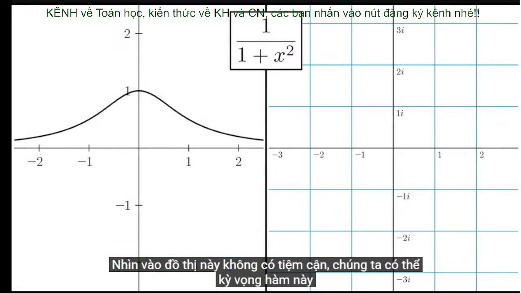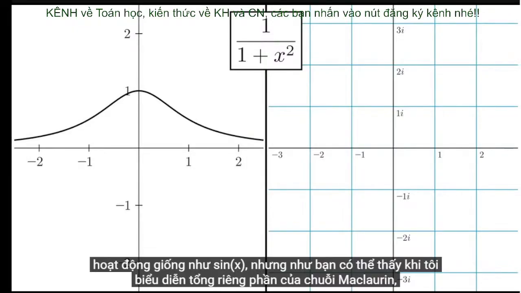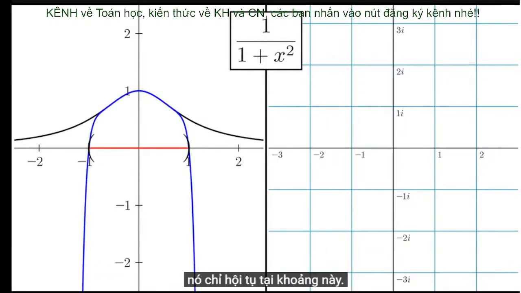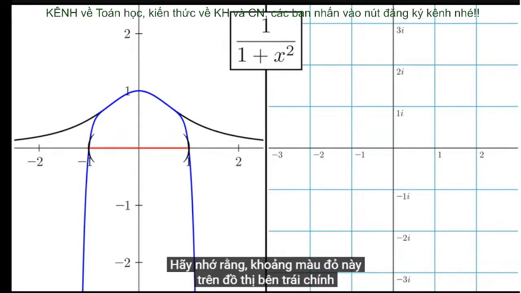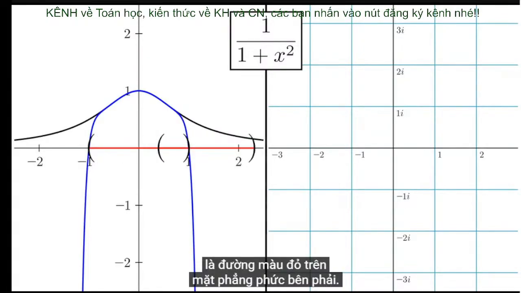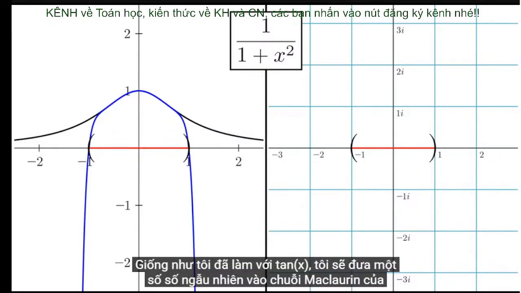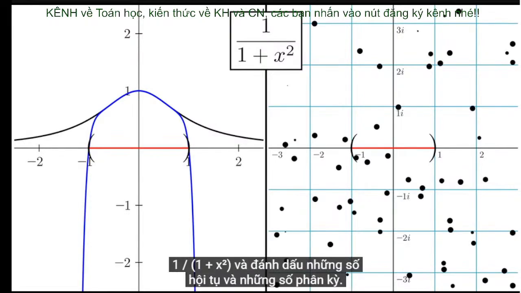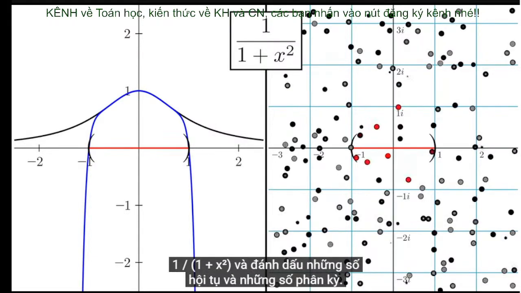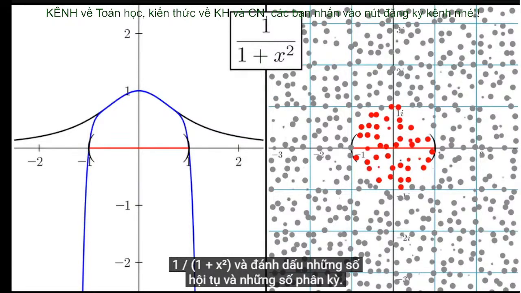Seeing how this graph has no asymptotes, it would be reasonable to expect this function to behave like sine of x. But as you can see as I graph the partial sums of the Maclaurin series, it only converges on this interval. Remember, this red interval on the graph on the left is this red line in the complex plane on the right. Like I did with tangent of x, I'm going to plug some random numbers into the Maclaurin series of 1 over 1 plus x squared, and mark those where it converges and those where it diverges.